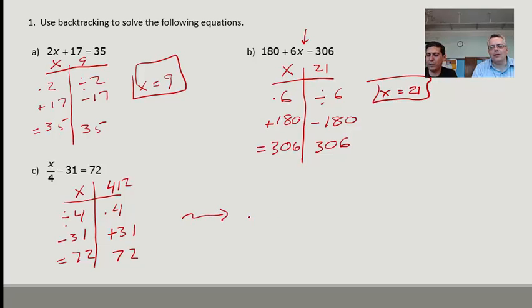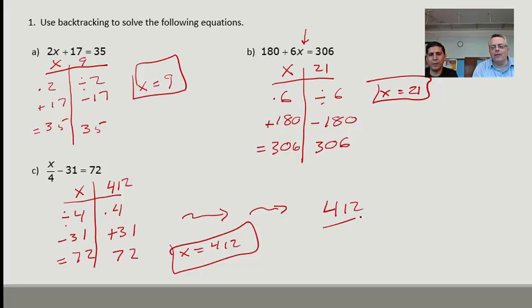Sometimes it's good to check your answer. We're saying x equals 412. We'll put a little box around it, but I'm going to make sure here. We're going to do 412 divided by 4 and minus 31. If you do it on your calculator, you get exactly 72, and it works.